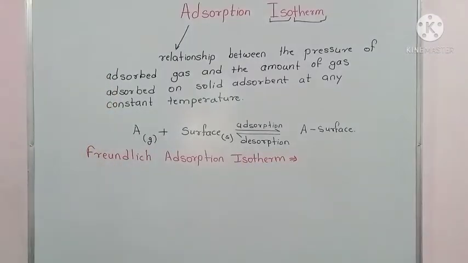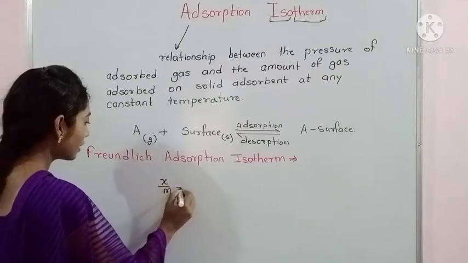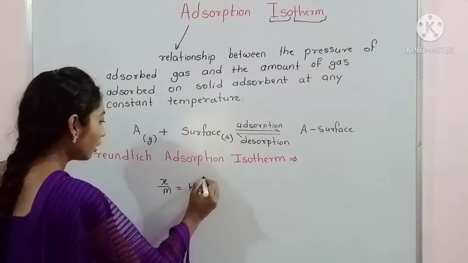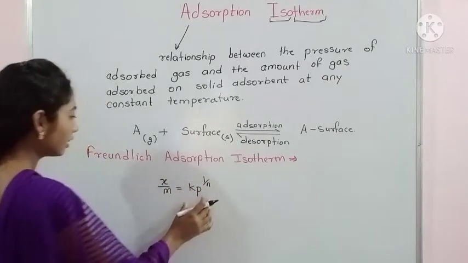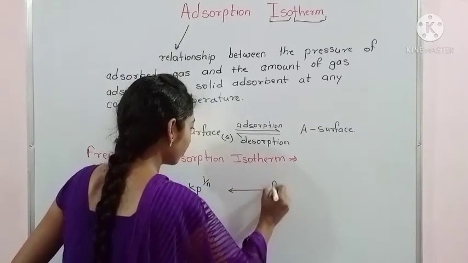An empirical equation relating the amount of adsorption to the pressure of the gas adsorbate or the concentration of adsorbate at fixed temperature is known as Freundlich adsorption isotherm, which is given as x upon m is equal to K p raised to 1 upon n. This is for gaseous adsorbate.